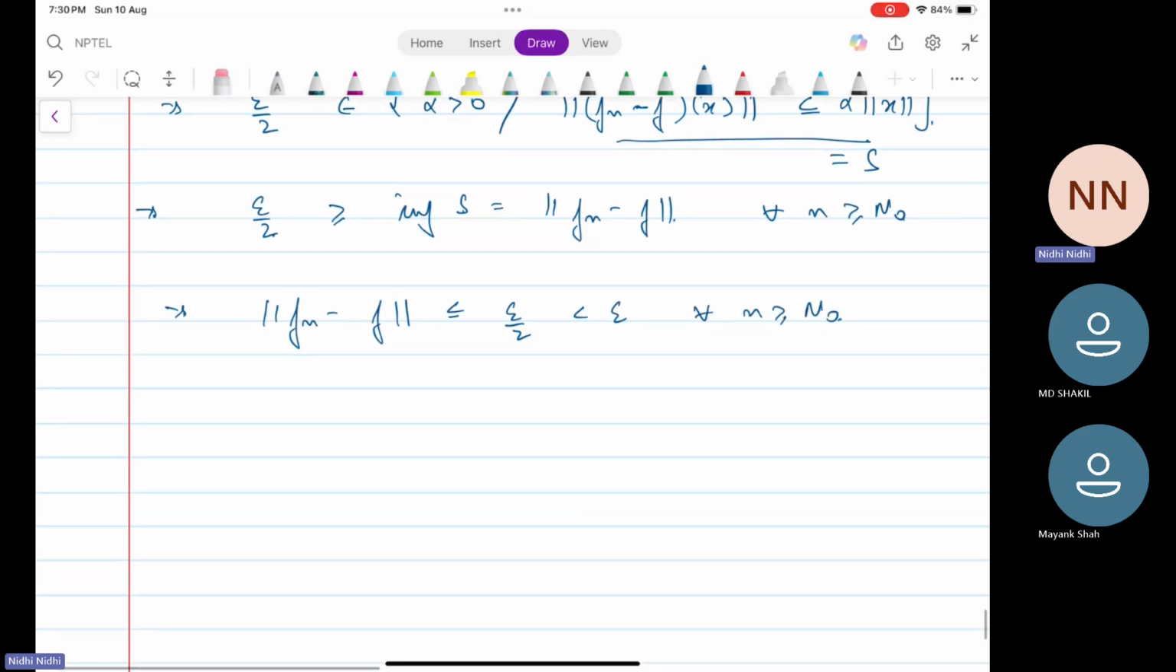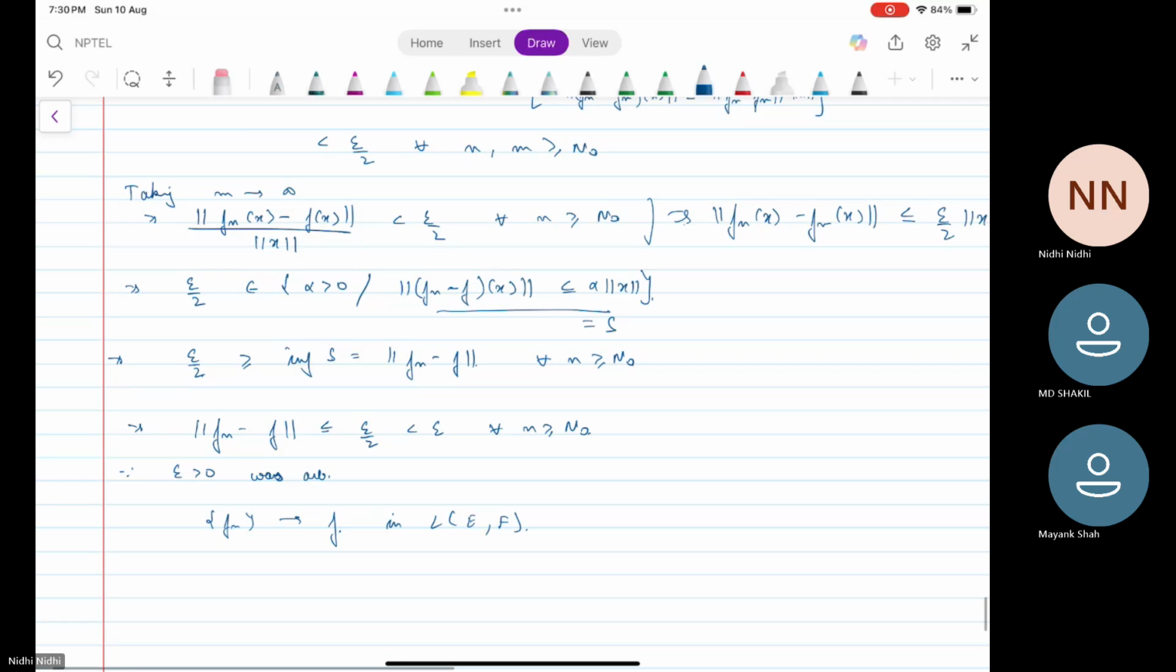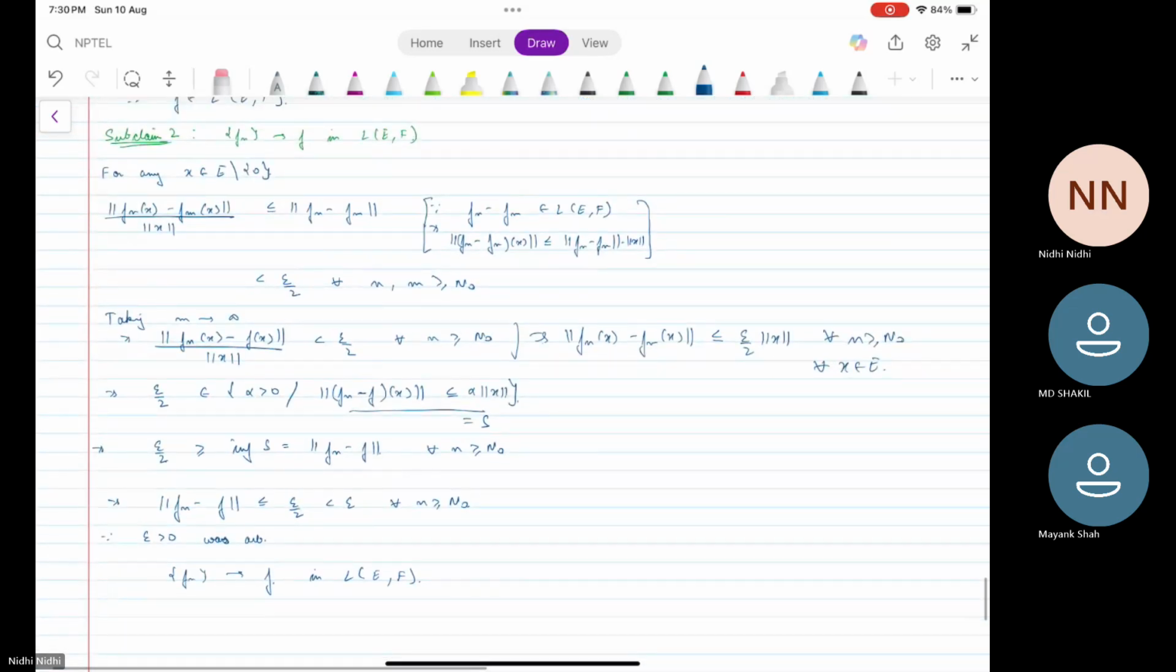Again, since epsilon positive was arbitrary, we get Fn converges to F. Now, since this norm is the operator norm, this convergence is in the space of bounded linear functions. I hope this is clear.